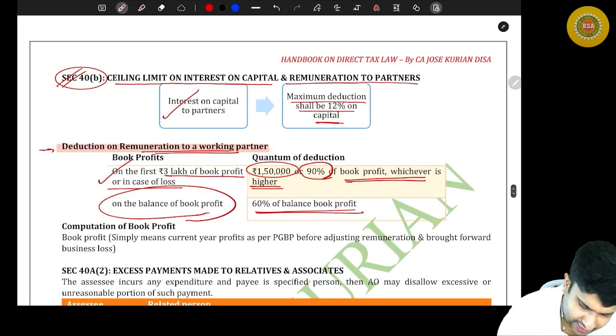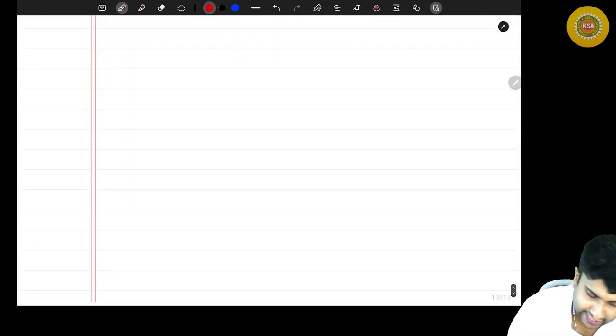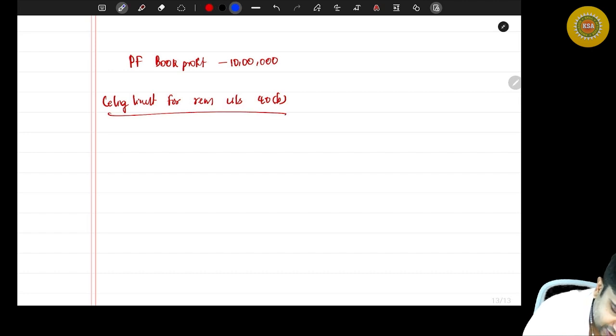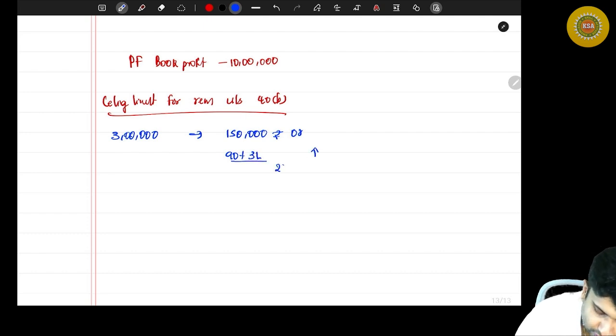Say a partnership firm's book profit is 10 lakhs. What is book profit? I'll tell you later, okay? How do you compute the ceiling limit for remuneration under section 40B? Out of this 10, first you take 3 lakh of book profit. Then how much is the maximum? Either rupees 1,50,000 standard figure, or 90% of 3 lakh, whichever is higher. How much is 90% of 3 lakh? 2,70,000. So you have to pick the 2,70,000.